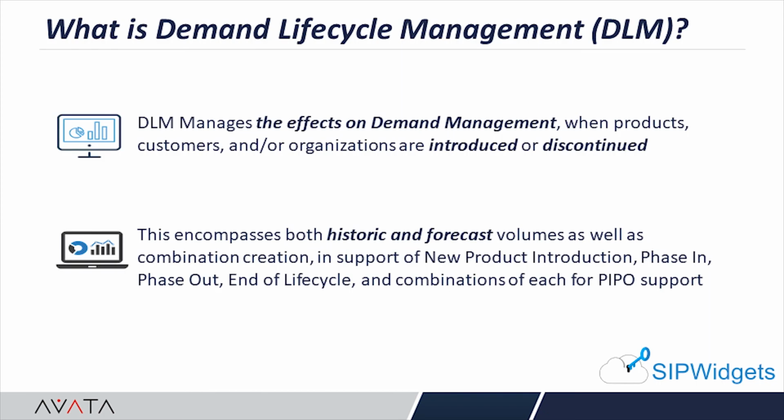Essentially, DLM is a product that centrally manages the effects on demand planning caused by life cycle changes in products, customers, and even locations, such as adding new ones or discontinuing existing ones. The processes supported in DLM include new product introduction, NPIs, phase-ins, phase-outs, end of life cycle, EOLs, and combinations of those, such that one can manage an entire PIPO effort in the application.